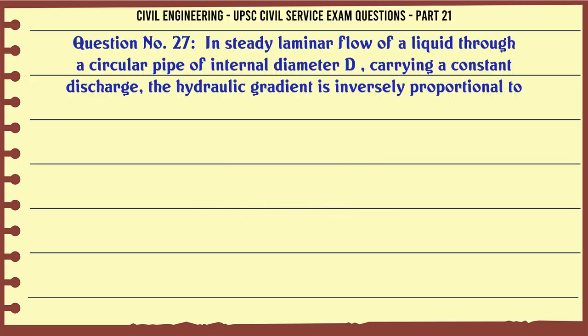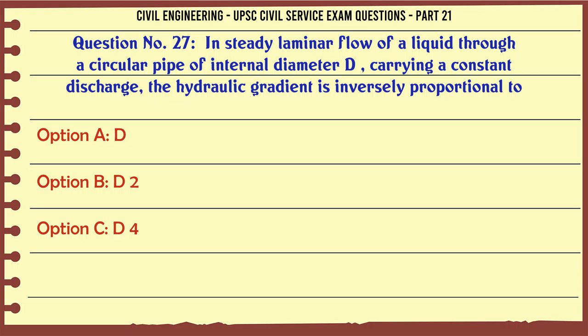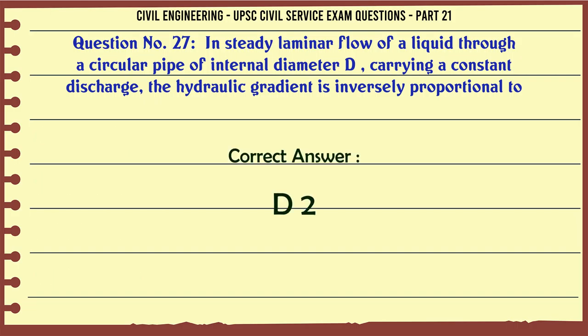In steady laminar flow of a liquid through a circular pipe of internal diameter d carrying a constant discharge, the hydraulic gradient is inversely proportional to A. D, B. D², C. D⁴, D. D⁵. The correct answer is D⁴.